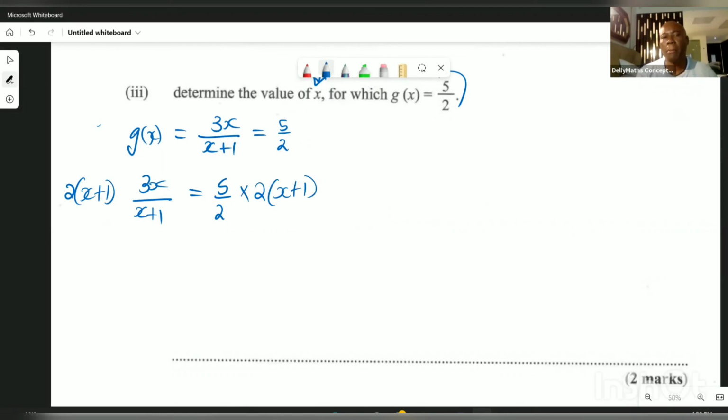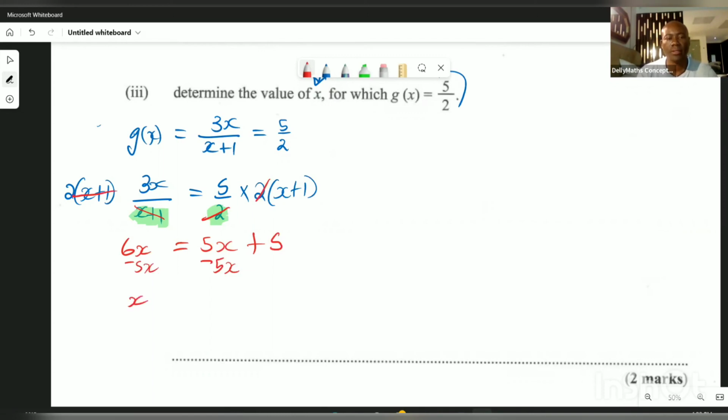I'm multiplying throughout by my two denominators, as a product, so that I could cancel. Right about now, the x plus 1 cancels itself, and the 2 cancels itself. So what we have here is 2 times 3x, which is 6x, and this is equal to 5 times x plus 1. We could just distribute, because 5 times x will give us 5x, and 5 times 1 will give us 5. Now we want to continue our solving. We will subtract 5x from both sides.